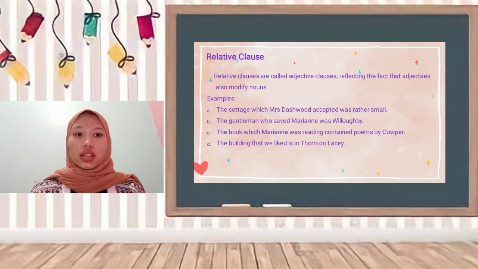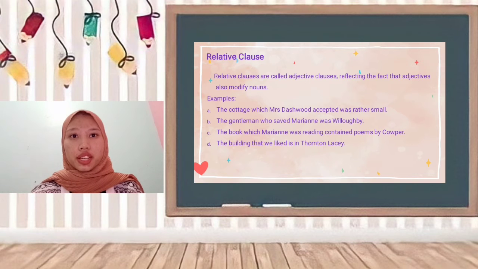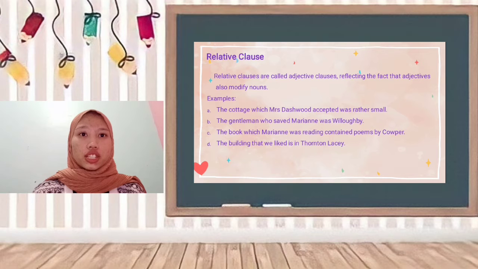Relative clause. Relative clauses are called adjective clauses, reflecting the fact that adjectives also modify nouns. Examples: A. The cottage which Mrs. Dashwood accepted was rather small. B. The gentleman who saved Marianne was Willoughby. C. The book which Marianne was reading contained poems by Cowper. D. The building that we liked is in Thornton Lacey.